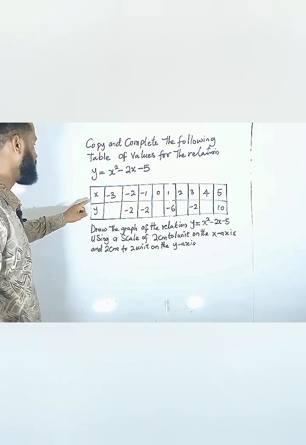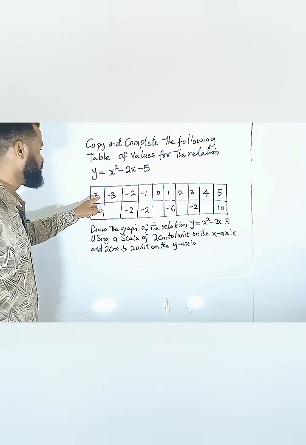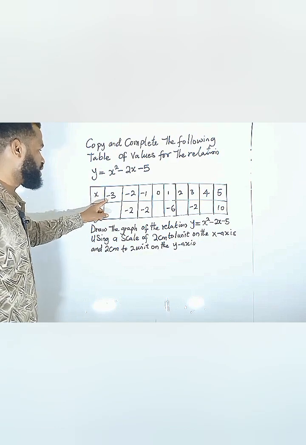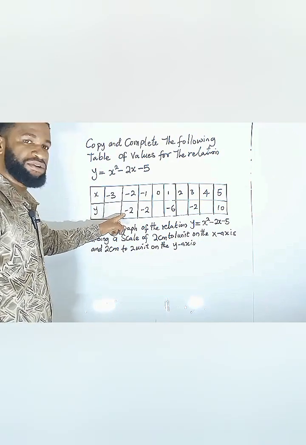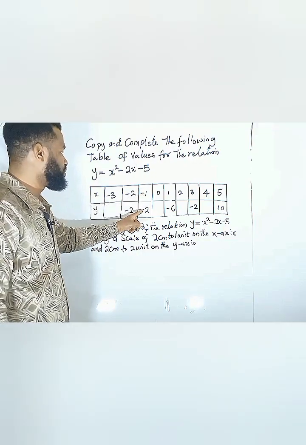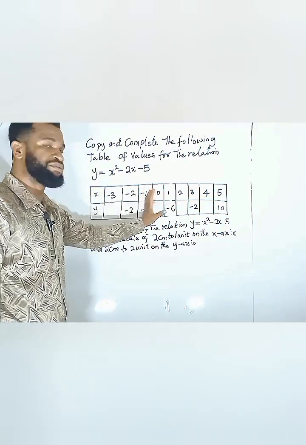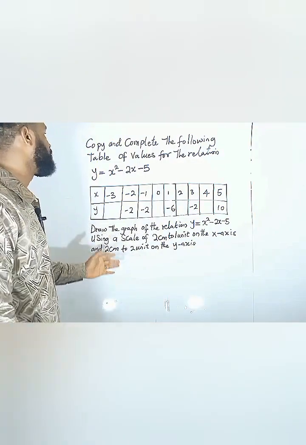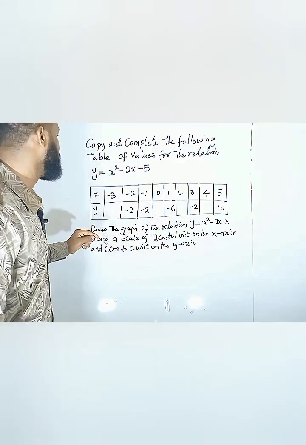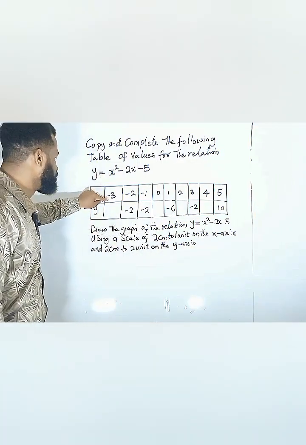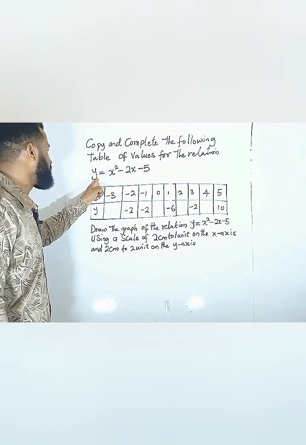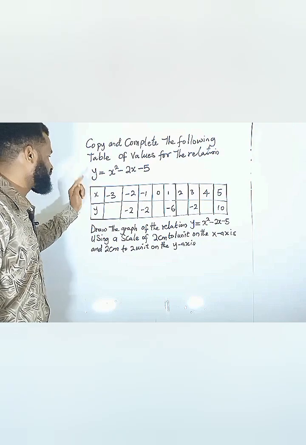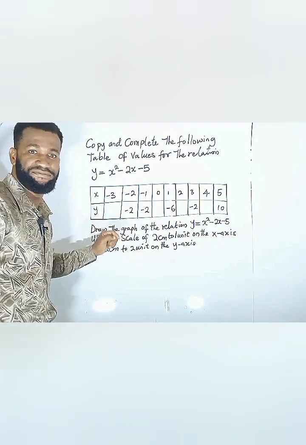Now, let's see what happens. If you look at this table, this is x. They say when x is minus 3, what would be y? When x is minus 2, y is minus 2. When x is minus 1, y is minus 1. That is how this table was computed. Now, let me show you how to do it. The first one is, wherever I see x, I'm going to put minus 3 and solve everything I have here to know what my y will be. And whatever I get as my y, I'm going to put it here.